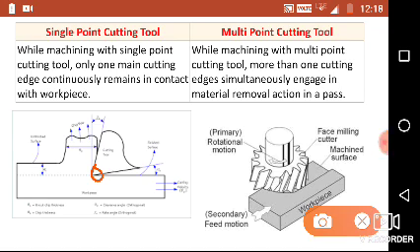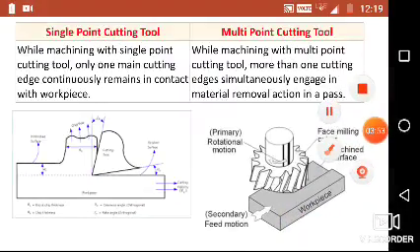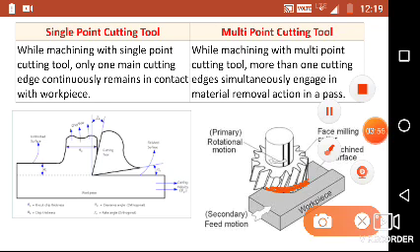In case of multi-point cutting tool, while machining, more than one cutting edge simultaneously engages in material removal action in a pass. Here you can see a face milling cutter. This is an example of a face milling cutter, and it has a number of cutting edges. These are the cutting edges of your face milling cutter or multi-point cutting tool. So the cutting action takes place with multiple points. So while machining with multi-point cutting tool, more than one cutting edge simultaneously engages in material removal action in a pass. So that is the second difference.